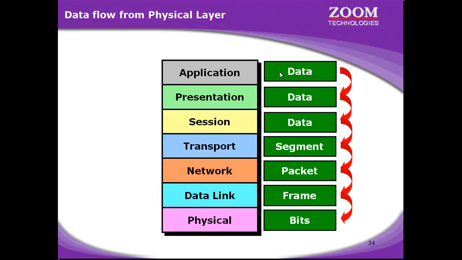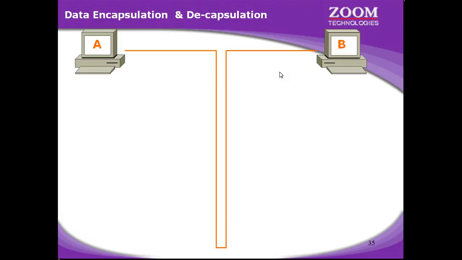In the physical layer, you can check that the data is present in bits format. Bits are like 0 or 1. 0 means off and 1 means on. The example of the physical layer is the hub.